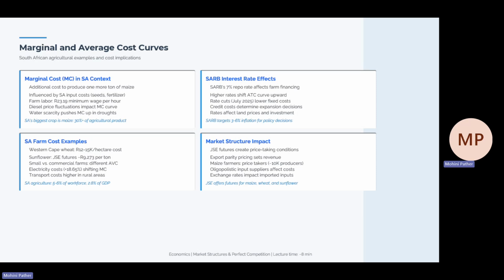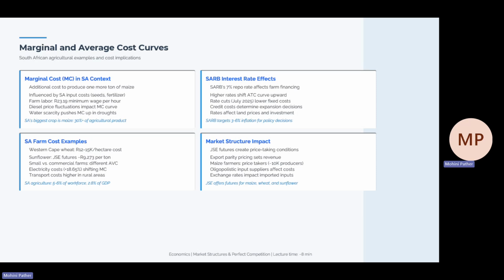In the Western Cape, wheat costs between 12 and 15 Rand per kg. Sunflower oil is 9,273 Rand per ton. Small versus commercial farms have different average variable costs. In other words, they each have different conditions that they are subject to.